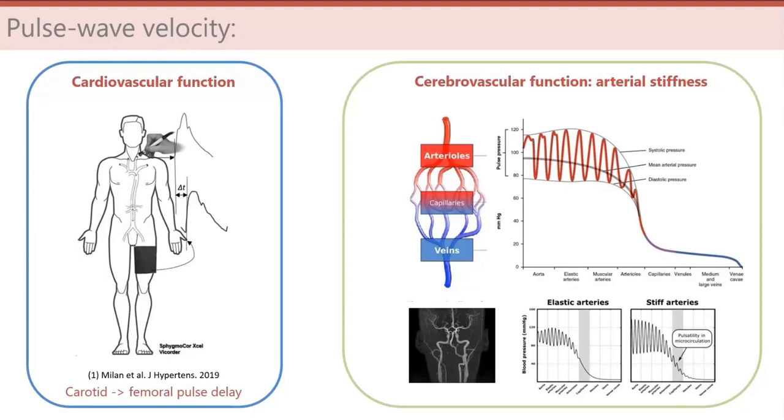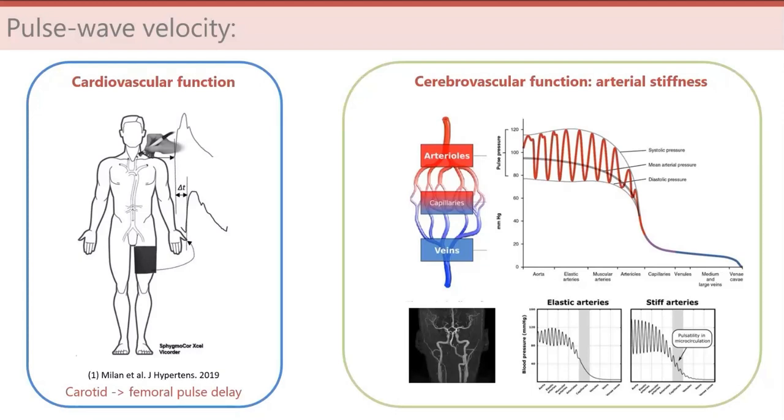Cardiovascular physiologists or exercise physiologists will know what pulse wave velocity is very, very well. It's a systemic measure where you measure the pulse delay from, for example, the carotid artery to the femoral artery. You look at the delay in the pulse arrival, and the pulse wave velocity is the path length divided by that delay. And as I said, it's a key measure of cardiovascular health.